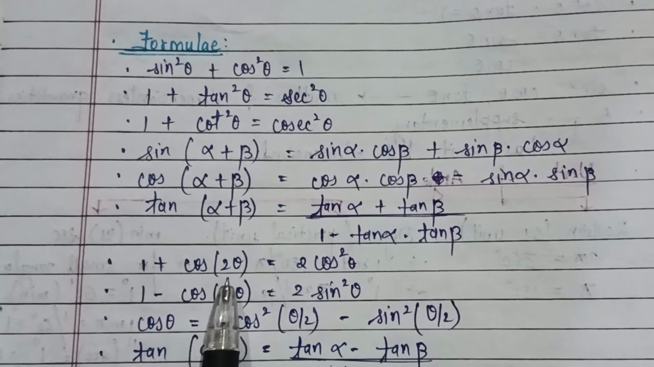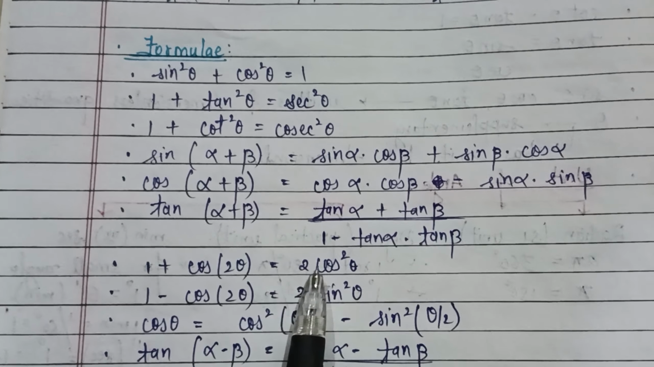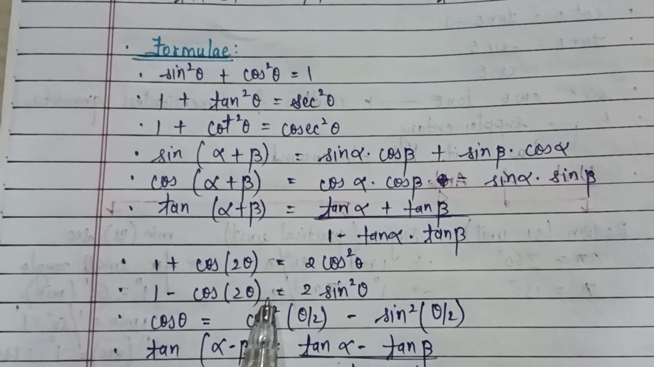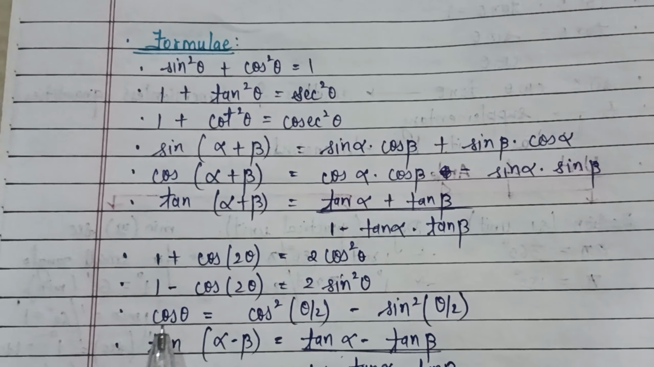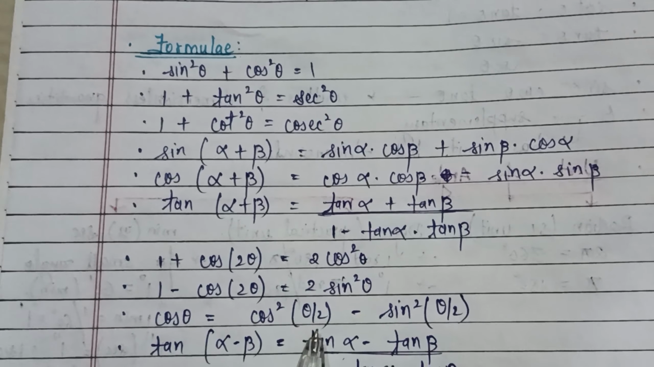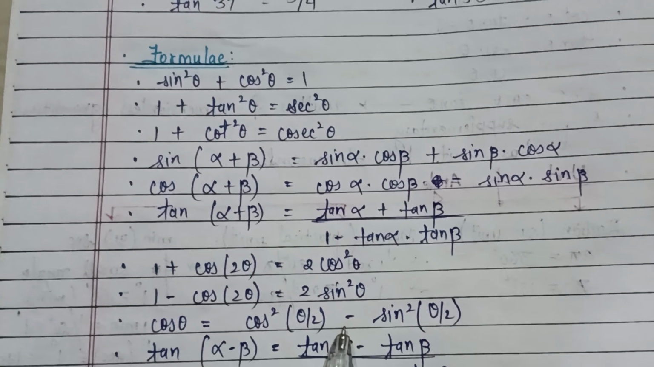1 plus cos of 2 theta is equal to 2 cos square theta. 1 minus cos of 2 theta is equal to 2 sin square theta. Cos of 2 theta is equal to cos square theta by 2 minus sin square theta by 2.